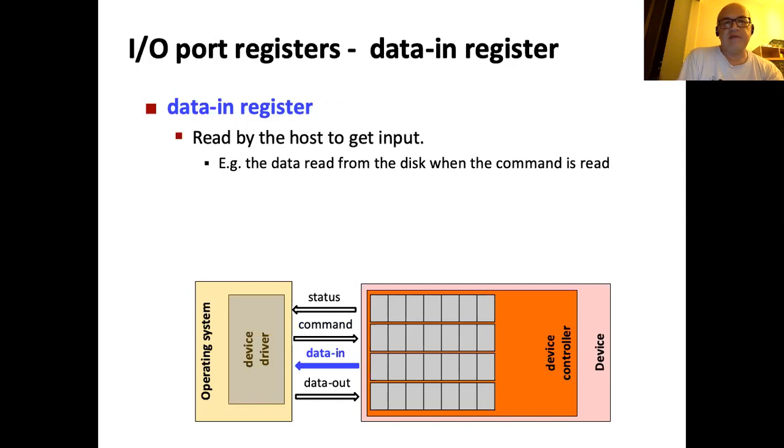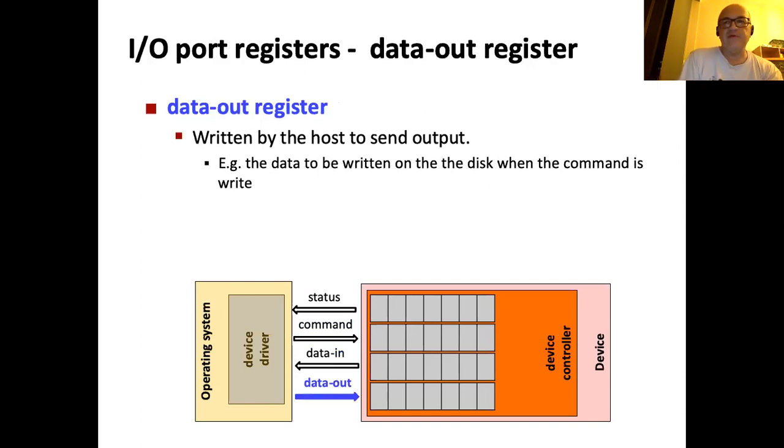We have a data in register, so we usually send a read command first, and then probe the status. If data is available, we fetch this register to get the data. In the data out register, if the device is ready, we put some value into this register, then send the write command so that the device controller can get the data out of this data out byte.